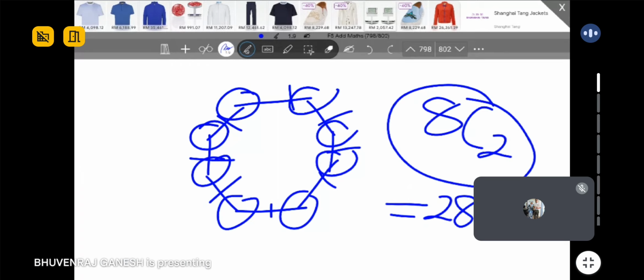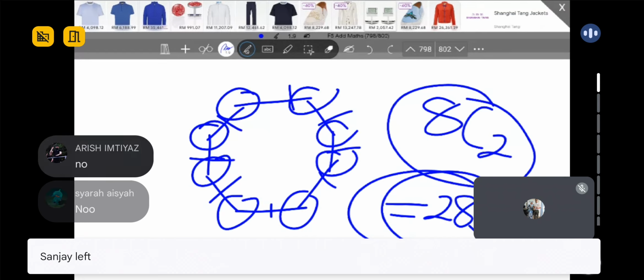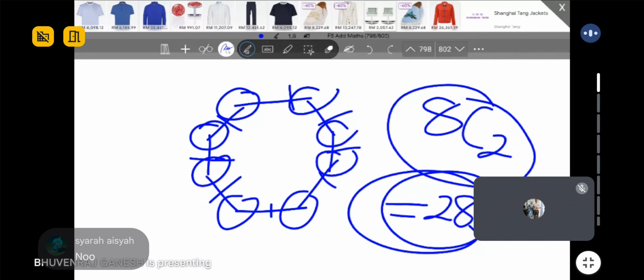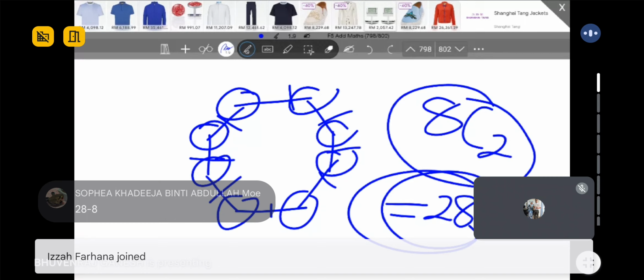Okay guys, so is this my final answer? Is 28 the final answer for this question? Adakah ni jawapan akhir? What do you all think? Yes or no? So what should I modify to this answer? Apa saya kena ubah? So, apa saya kena modify kepada 28? What is the modification? Anyone know? Very good. Kena tolak 8.